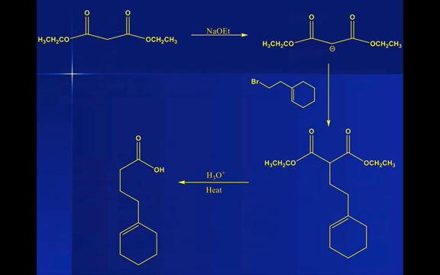You treat that with sodium ethoxide, you get the enolate. I'm showing the negative charge on the carbon, but we know that the resonance forms exist. I treat this with an alkyl halide. What kind of reaction is that going to be? SN2, right? So we form a new carbon-carbon bond right here. And then we dump this into H2SO4 water and heat it up. We will hydrolyze the esters to the carboxylic acids, and then a decarboxylation occurs, and we end up with this carboxylic acid. Okay?